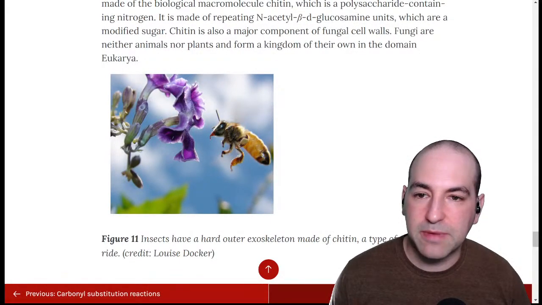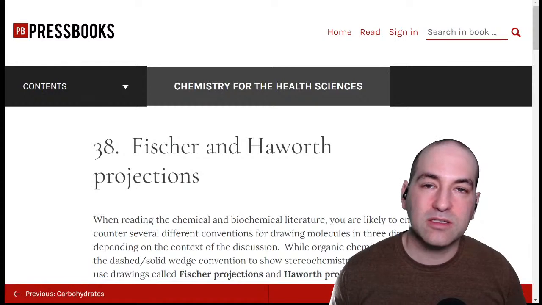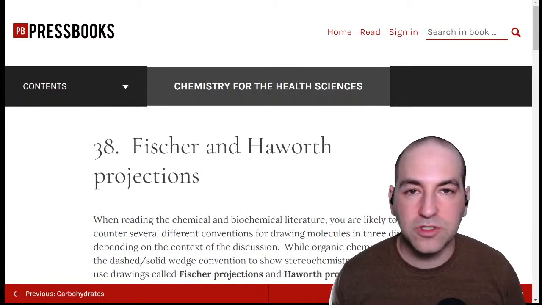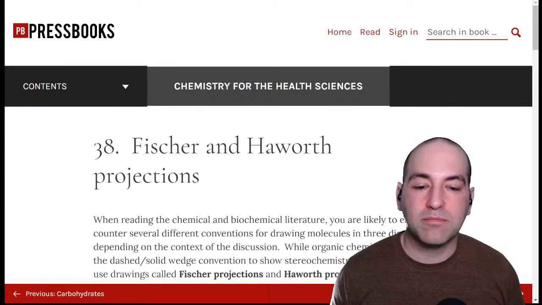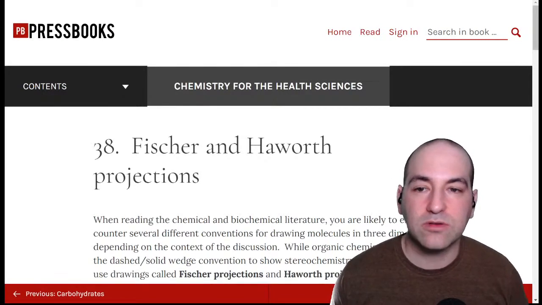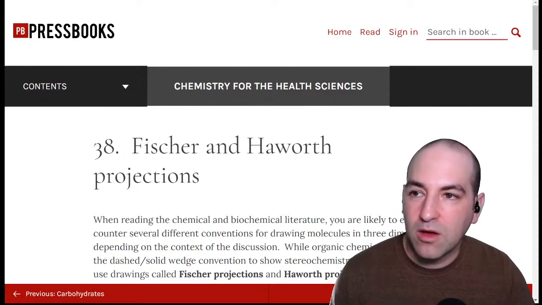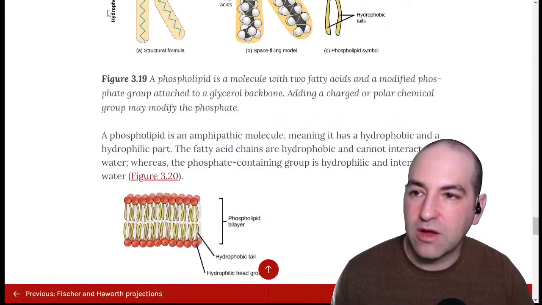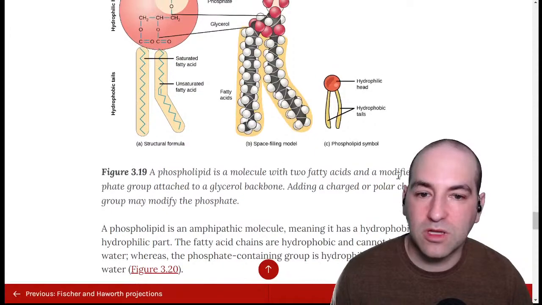So that's basically carbohydrates. Just to review, lots of OHs. They can have a ring structure or a straight structure. And then you can have monosaccharides, simple sugars, or disaccharides, which are also usually kind of simple sugars. And then polysaccharides, which sometimes we call complex carbohydrates or starch or cellulose. We're not going to get into Fischer and Haworth projections in this class. We're just going to leave it at that.